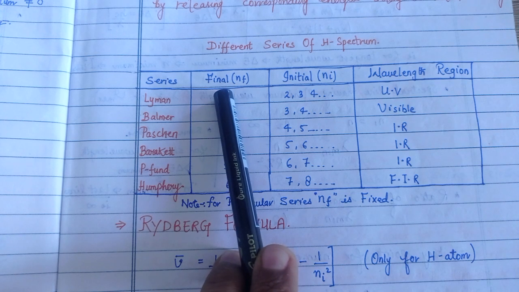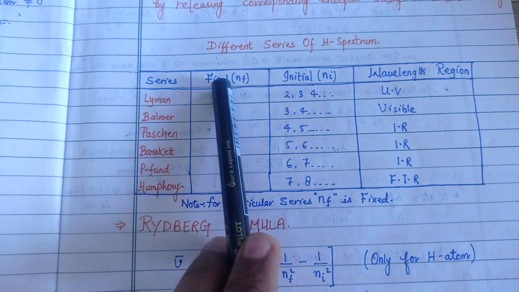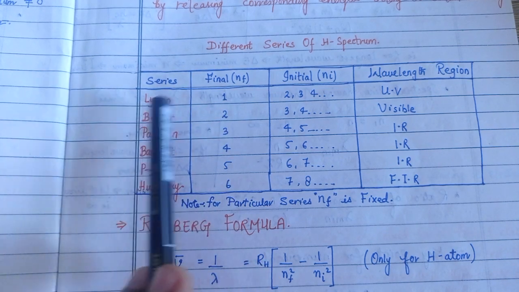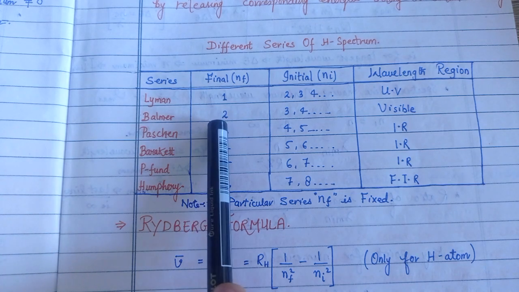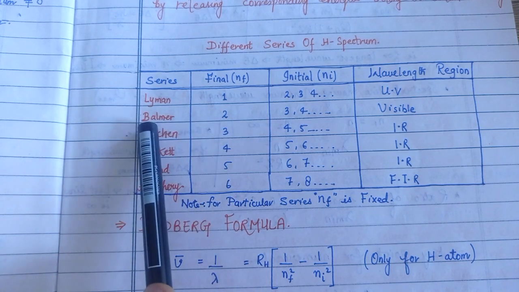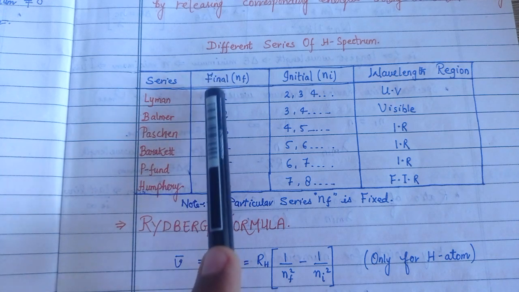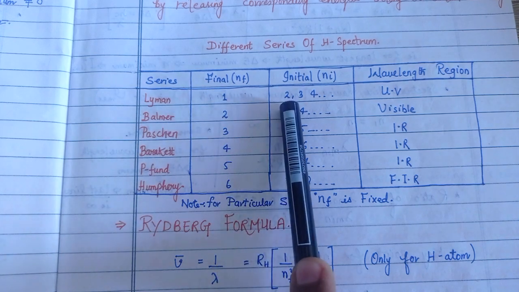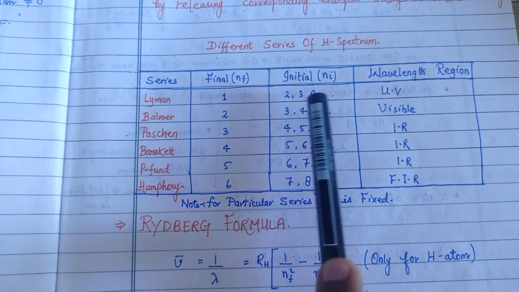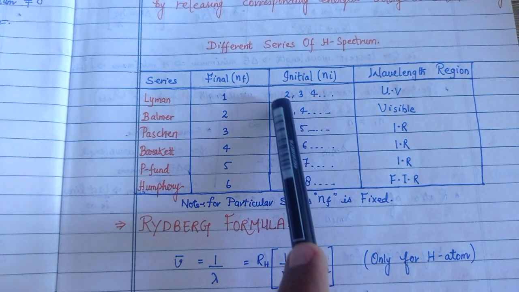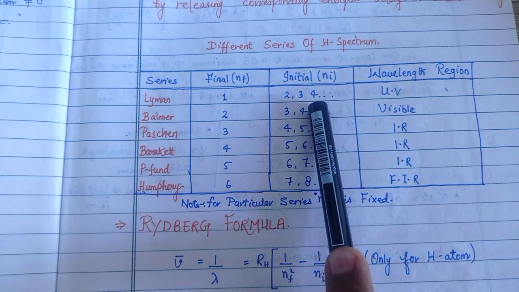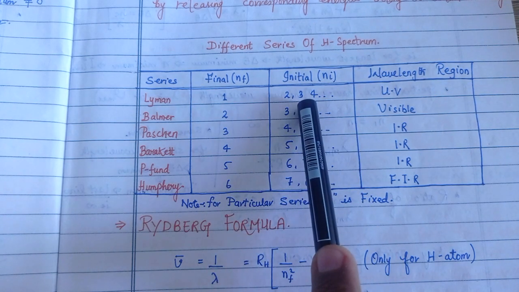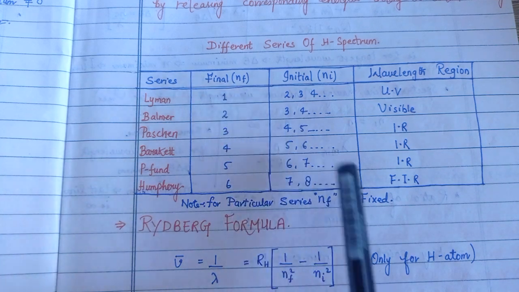The electrons that are coming to the final stage, to the first orbit, give the Lyman series. If electrons are coming from a higher energy level to the second energy level, then it will be the Balmer series. At the first energy level, electrons can come from the second, third, and fourth energy levels, and so on. It means electrons are present initially at a higher energy level. So Ni represents the initial energy level, while Nf represents the final energy level.